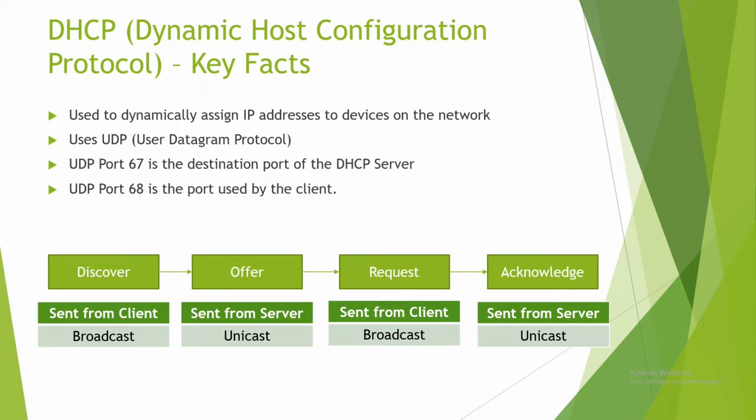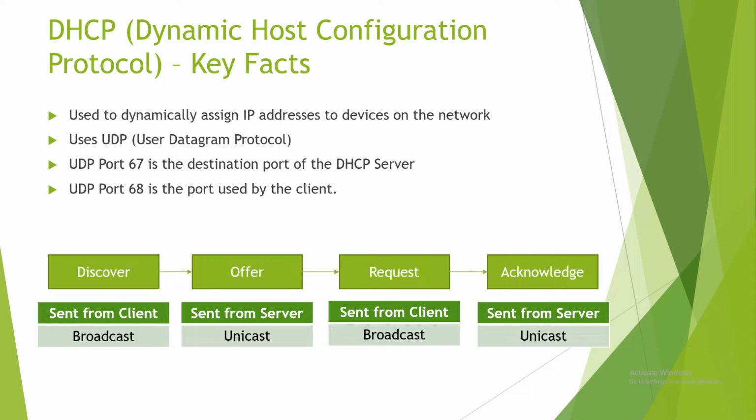So these messages, as you can see over here, are either sent from the client or from the server. Messages sent from the server are always unicast in nature, because it already knows the IP address and the MAC address of the client, since the client always has to make the request to the DHCP server. Since the client does not know if a DHCP server exists on the network, messages that are sent from the client are always broadcast in nature.